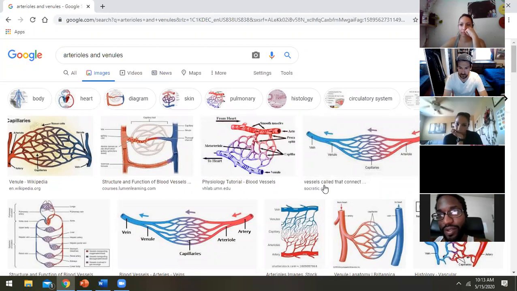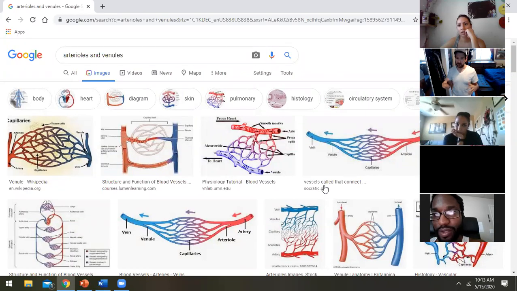Pulmonary arteries and pulmonary veins both are oxygenated. Is that correct? No, no, no, no. Pulmonary veins, right? Remember, veins are going toward the heart. So pulmonary veins are oxygenated. Pulmonary arteries, right? Remember, an artery always goes away from the heart. So arteries that are pulmonary are deoxygenated. They have no oxygen.